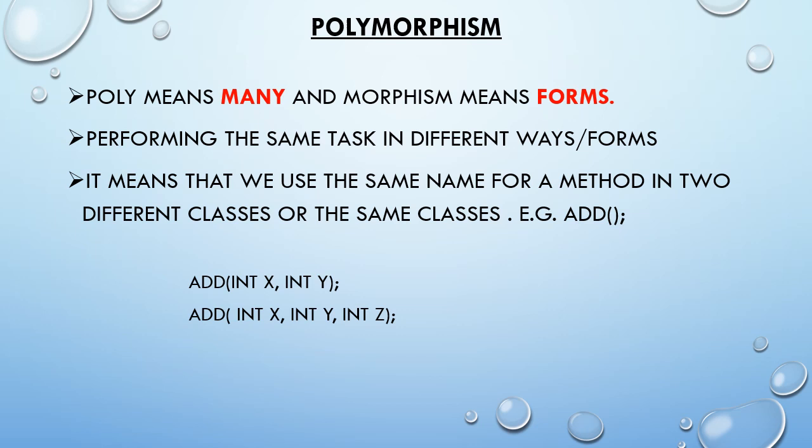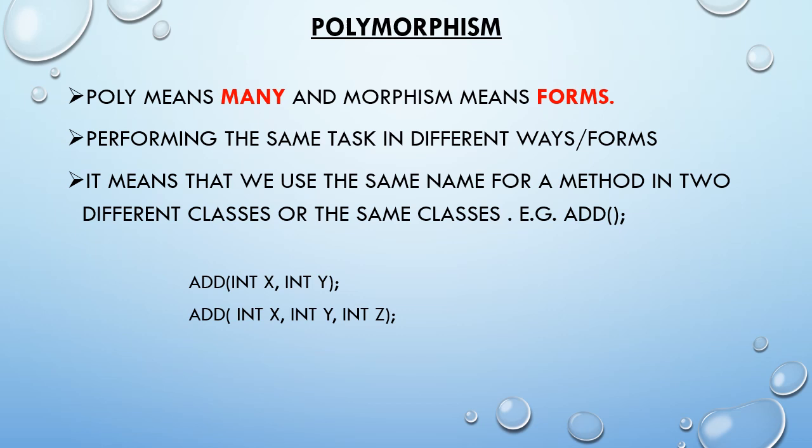So one presents different behavior. Fine. This is called polymorphism. Performing the same task in different ways. Now in the language of Java programming, what does it mean?